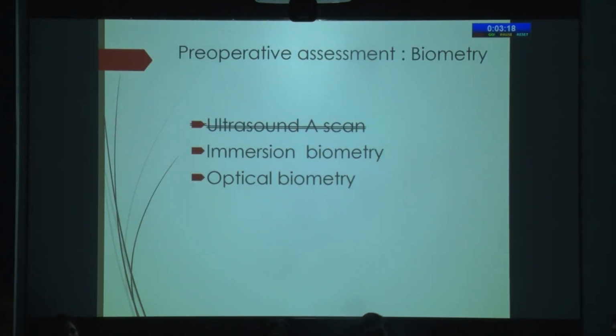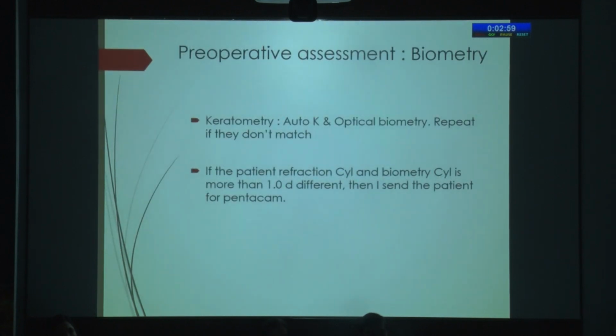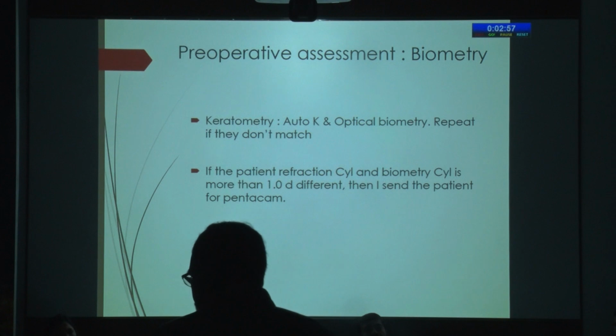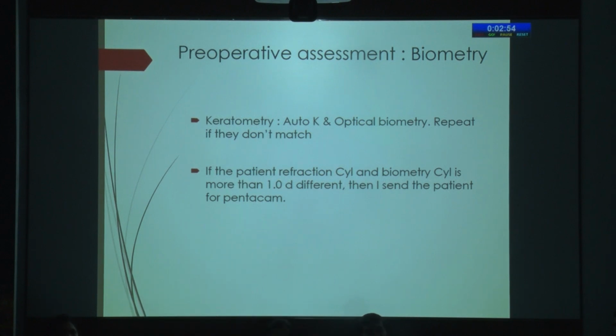Biometry, Dr. Varga will take up, so I'll not speak much, but ultrasound biometry in my practice is a big no-no. In case of hypermature cataract where we cannot get optical biometry, better is to go for immersion biometry. And optical biometry is the investigation of choice for biometry. Keratometry, I do try to match the auto K with optical biometry and repeat if they don't match. And if there is a difference in the refractive cylinder and the biometry cylinder of more than 1 diopter, probably it is worthwhile to see in the Pentacam why the difference is.